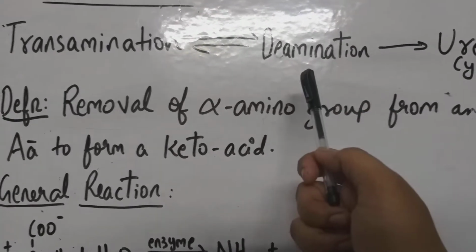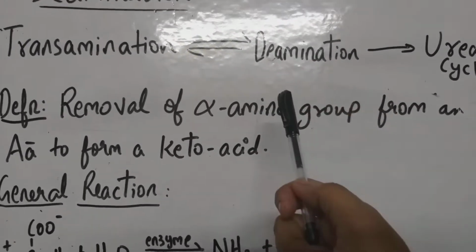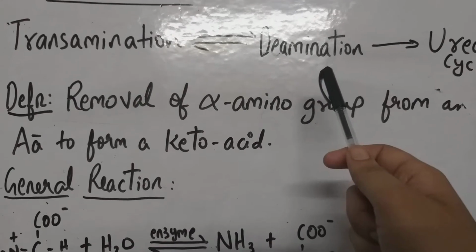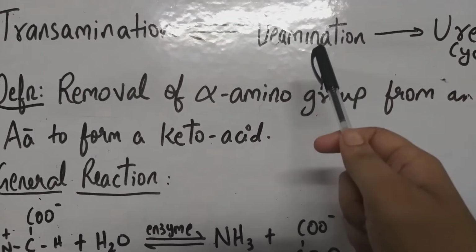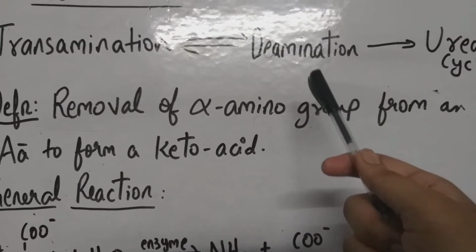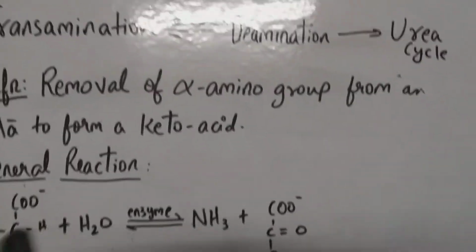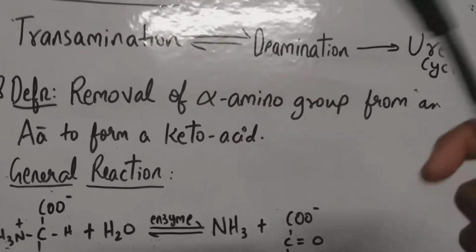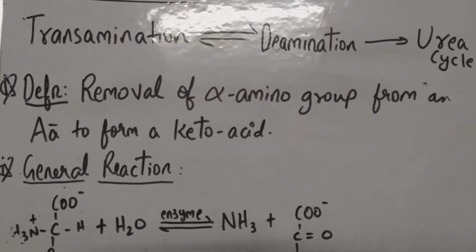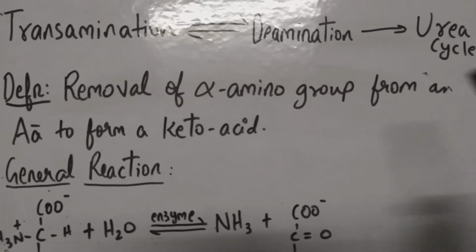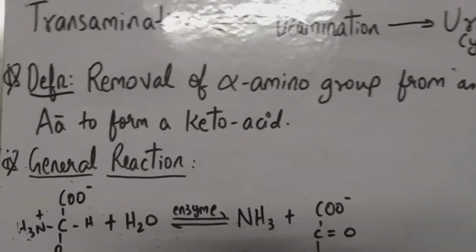This deamination leads to the liberation of the amino group from the glutamate. That amino group becomes ammonia. That ammonia enters the urea cycle. This is how the body takes care of the extra amino acids present and eliminates the excess of ammonia in the form of urea from the body.